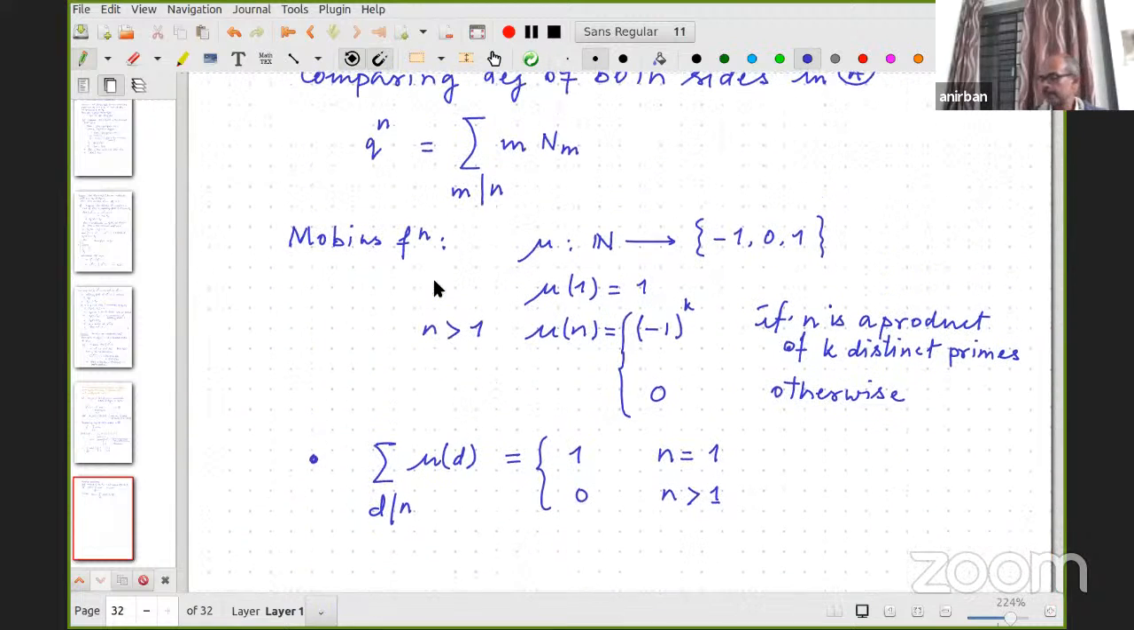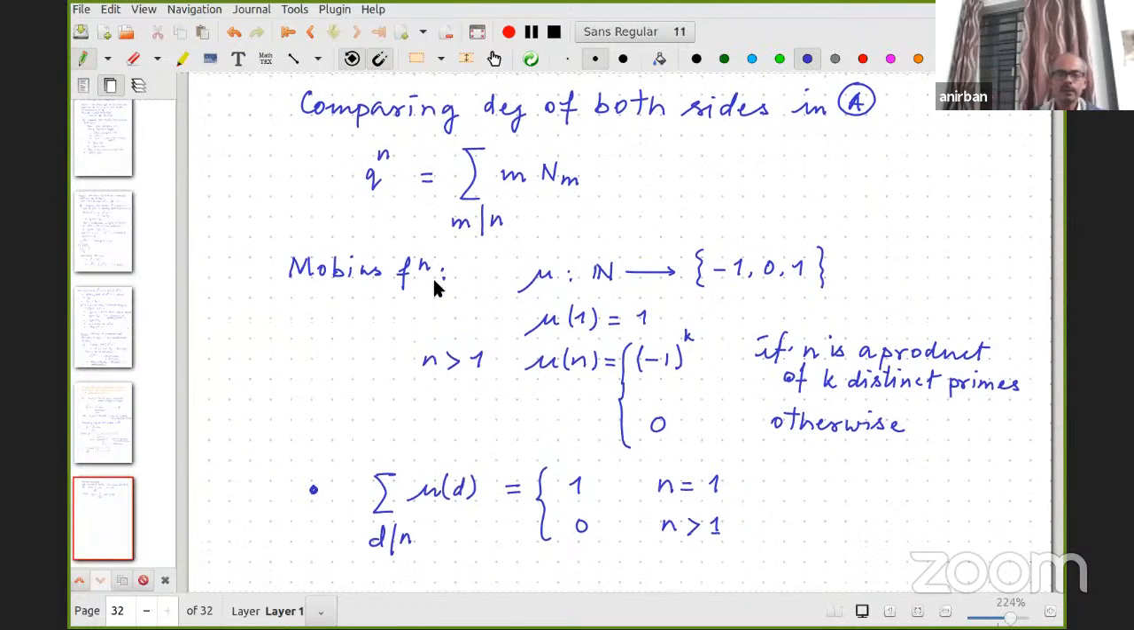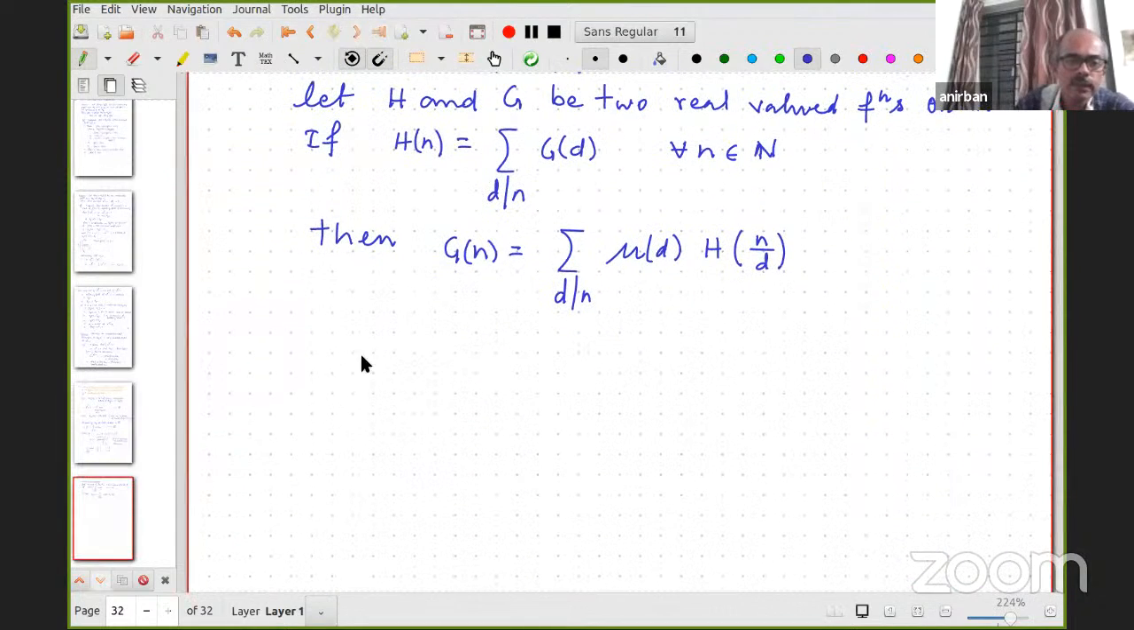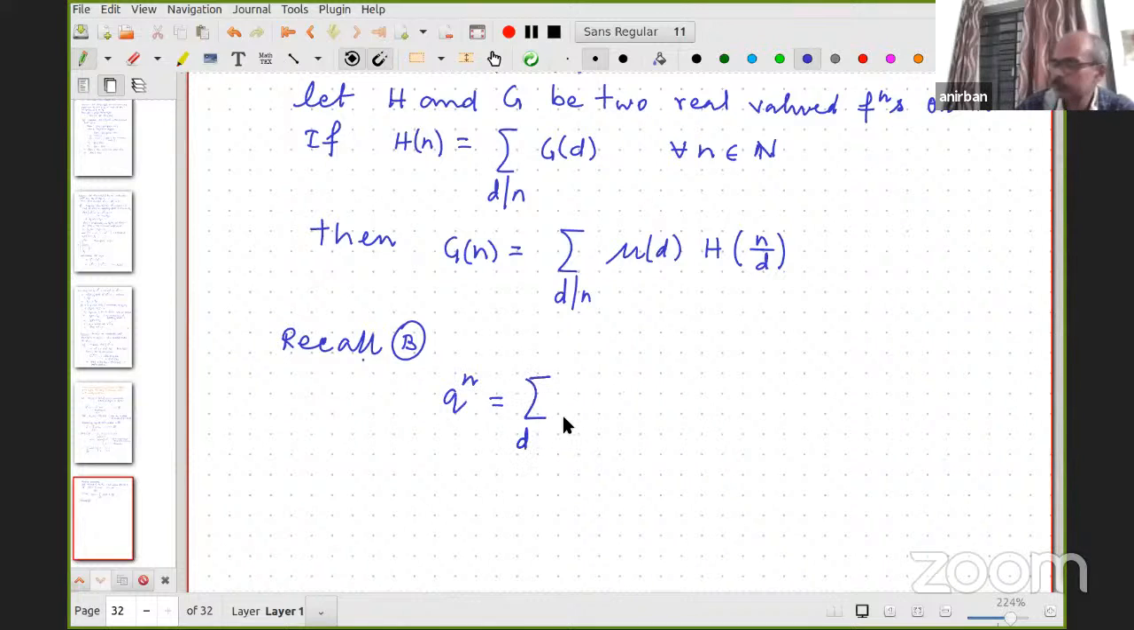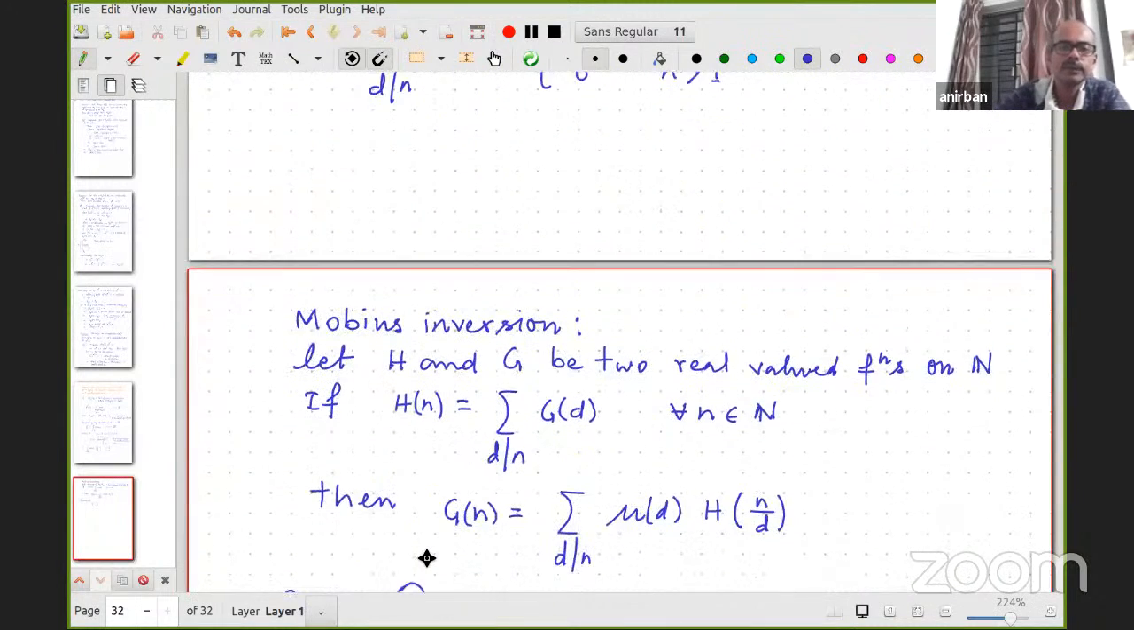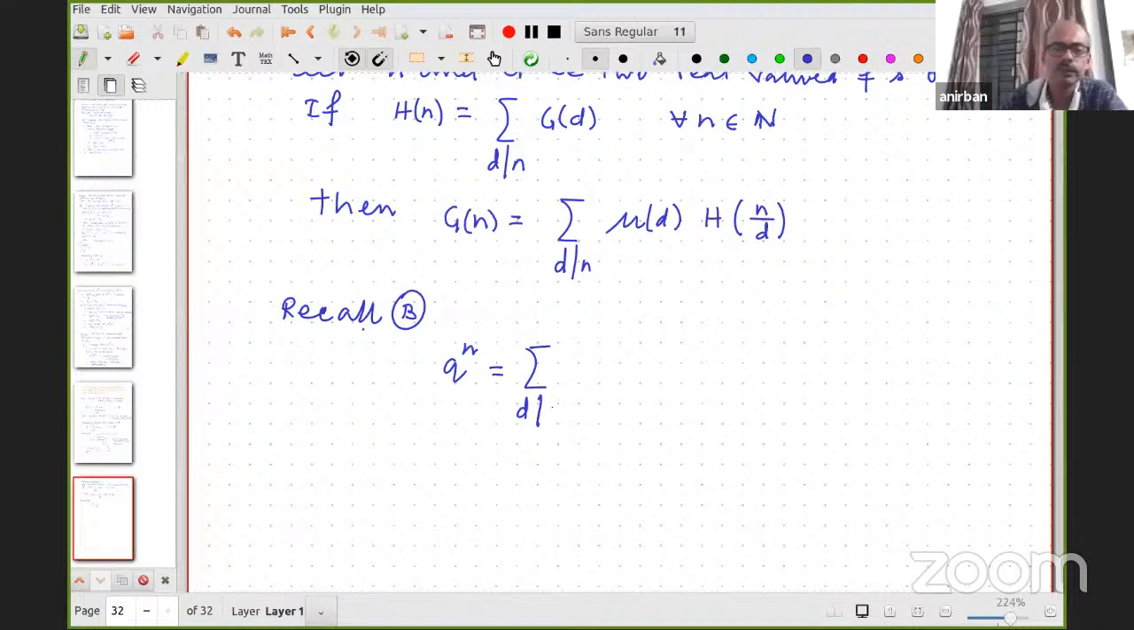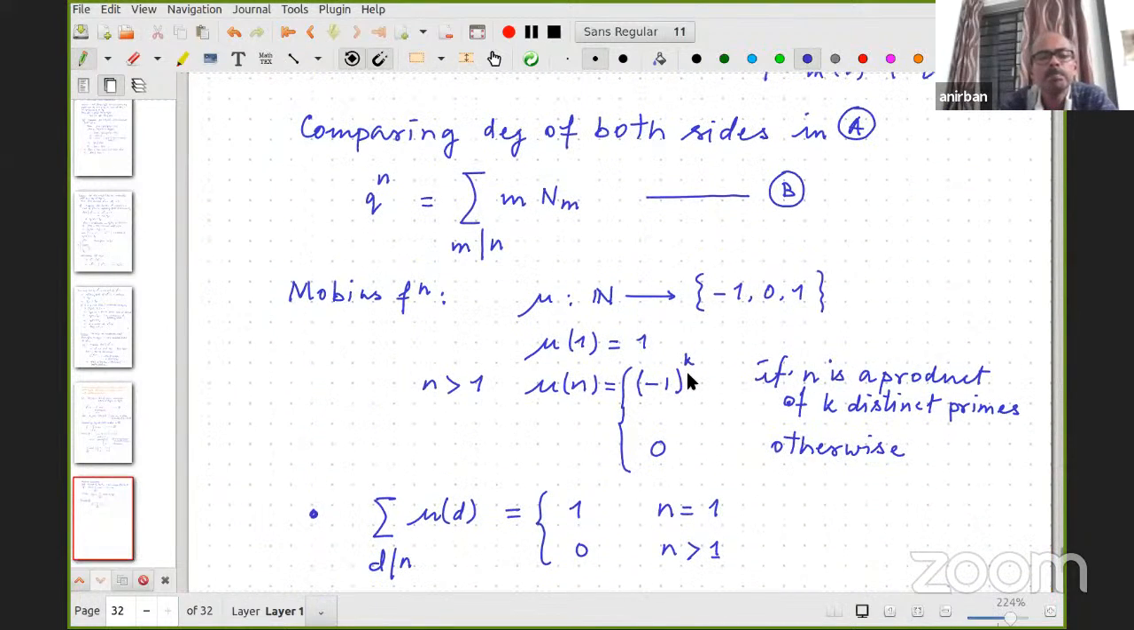So we simply use that here. Let's call that B. So recall B. We have q to the n written as, let's keep the same notation, a sum over d dividing n of d times the number of polynomials of degree d. So just replace m by d. So that was B.